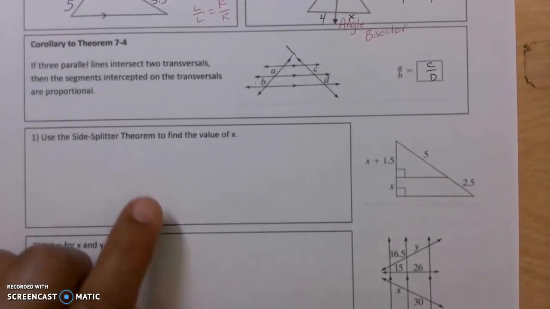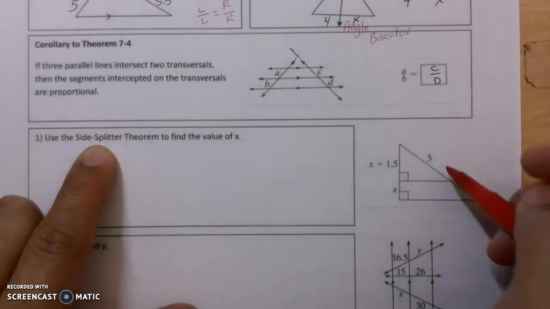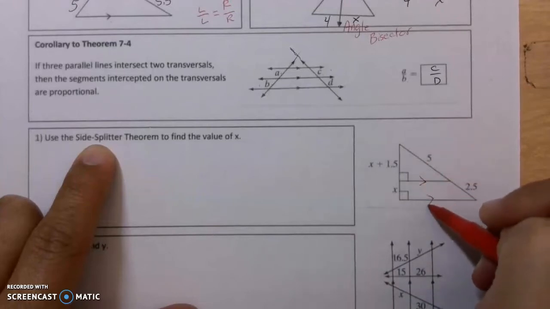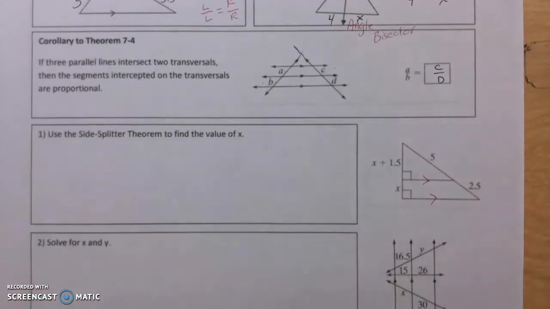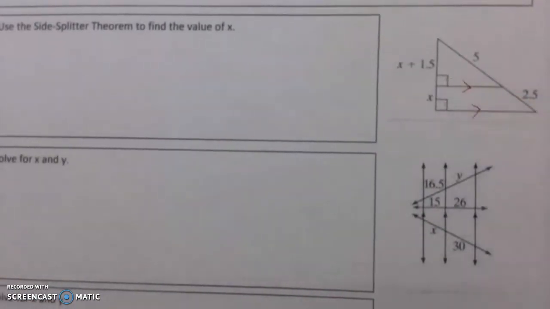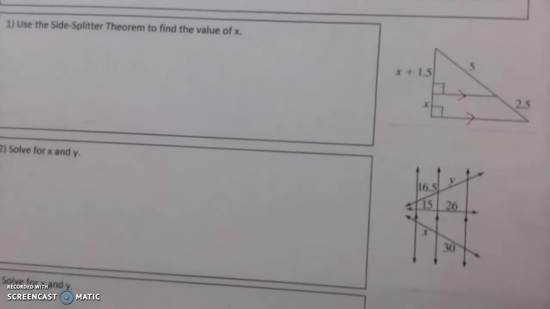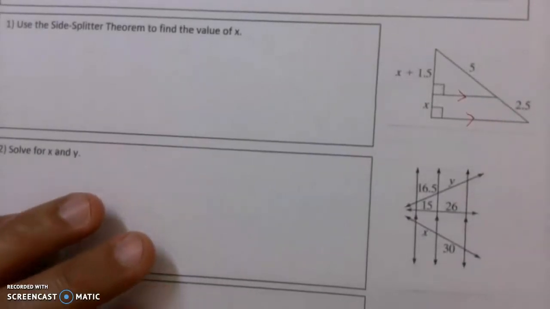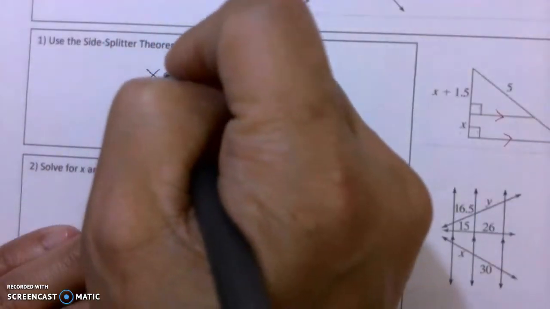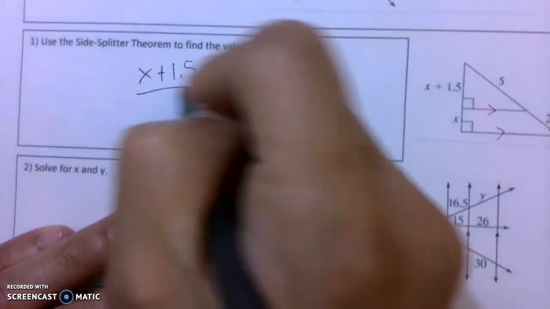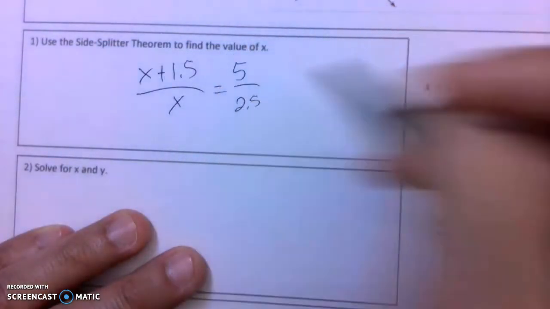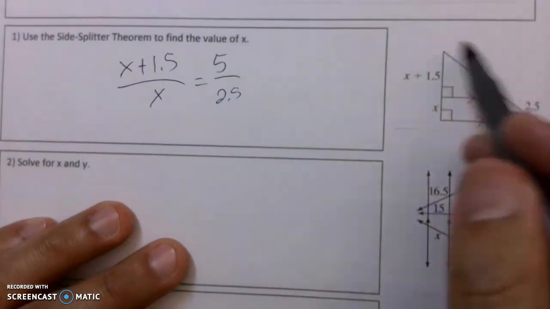So this first one here is what we would call a triangle side splitter, where here's the big triangle. There's a line that's parallel to the third side here. And the reason why I know it's parallel is because these corresponding angles are equal. And when your corresponding angles are equal, you make the lines parallel. And then we're going to solve for X. We're going to say left to left, right to right: X plus 1.5 over X is equal to 5 over 2.5. This line splits the big triangle proportionally.